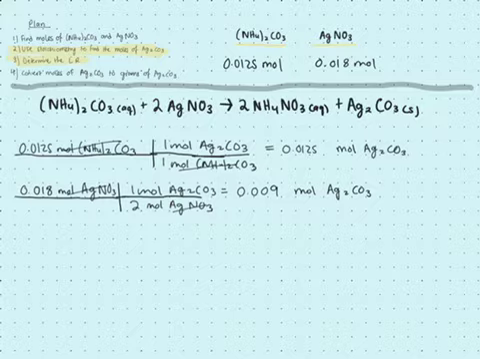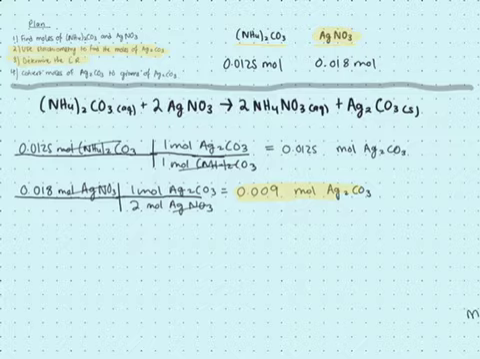So if we start off with 0.018 moles of silver nitrate, we only end up with 0.009 moles of silver carbonate. Since silver nitrate gives us a smaller number of moles of silver carbonate, that means that silver nitrate is our limiting reactant. So this is the moles that we use to find the moles of silver carbonate. So now that we know which moles to use, we can find the grams of silver carbonate.